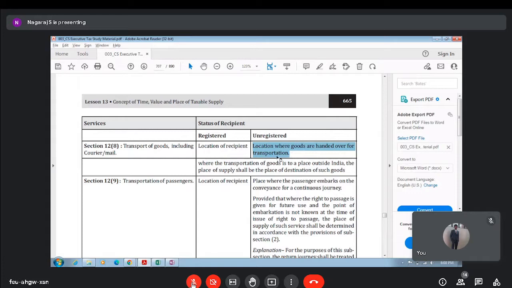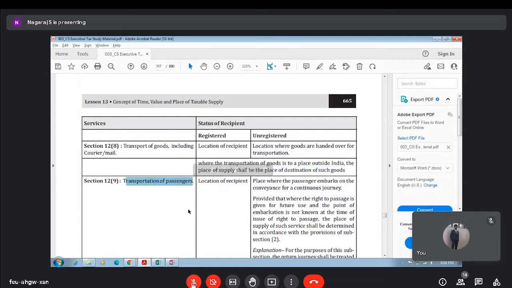Okay. Where the transportation of goods is to a place outside India, the place of supply will be the destination of goods. You want to send a bouquet to a US friend. Where is the destination of goods? US. Which is outside India, hence it is not taxable. Right? Yes, sir.